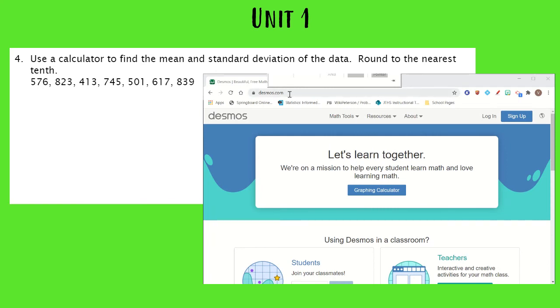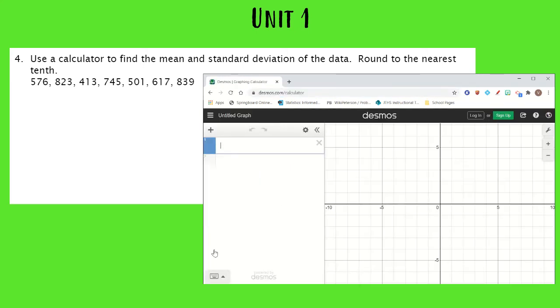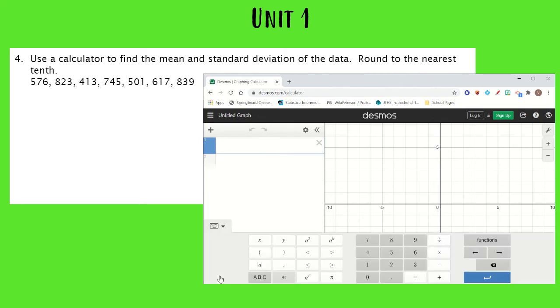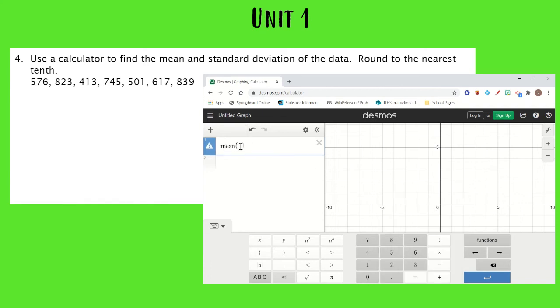Okay, so what you're going to do is go to desmos.com, type in and click on Graphing Calculator. And then when your graphing calculator pops up, down at the bottom, this little tray, you're going to show your keypad. You're going to go over to Functions. And then across the top, you have your different menus. You want to click on Stats. And since we are looking for the mean and the standard deviation, the first one we're going to do is mean. It's going to pop up here. You're going to just type in your list of numbers and hit Enter.